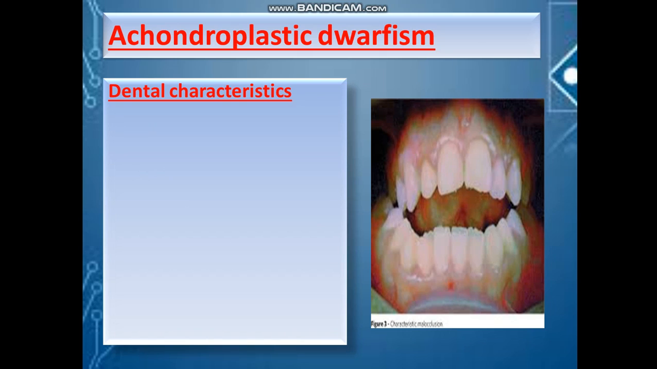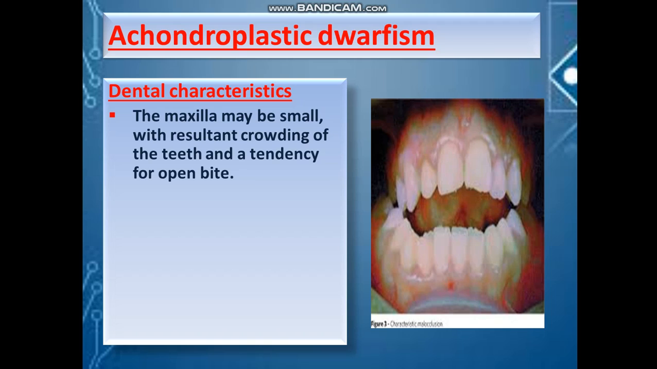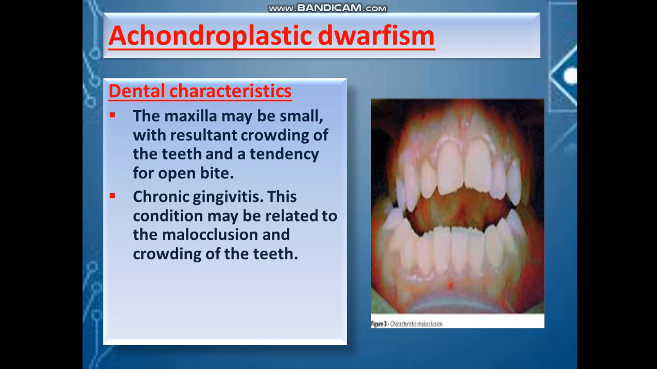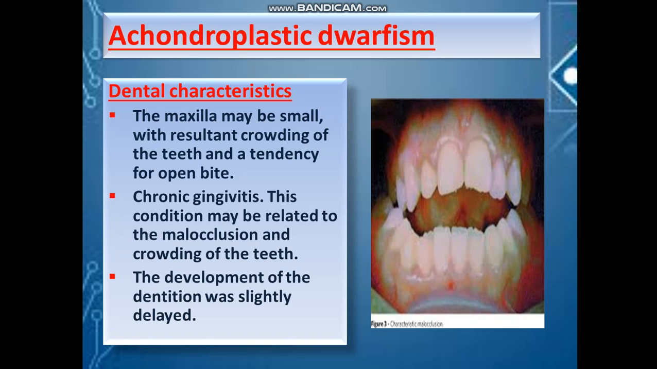Dental characteristics. The maxilla may be small, with resultant crowding of the teeth and a tendency for open bite. Chronic gingivitis is not related only to poor oral hygiene, but also to the malocclusion and the crowding of the teeth, caused by the small jaw. The development of dentition is slightly delayed, meaning there is a delay but not like in the other conditions.